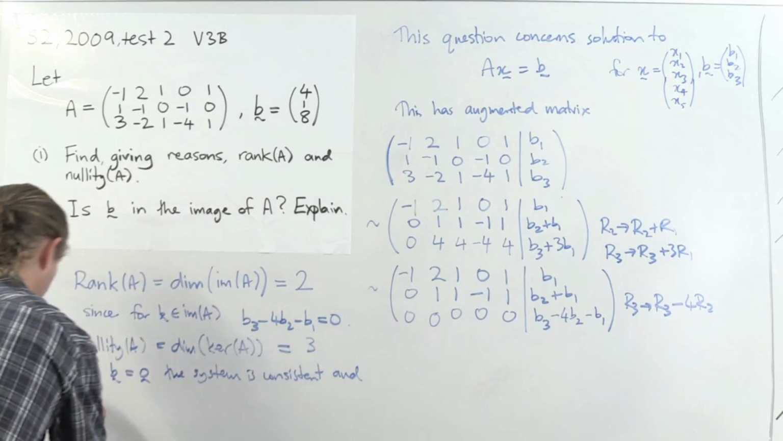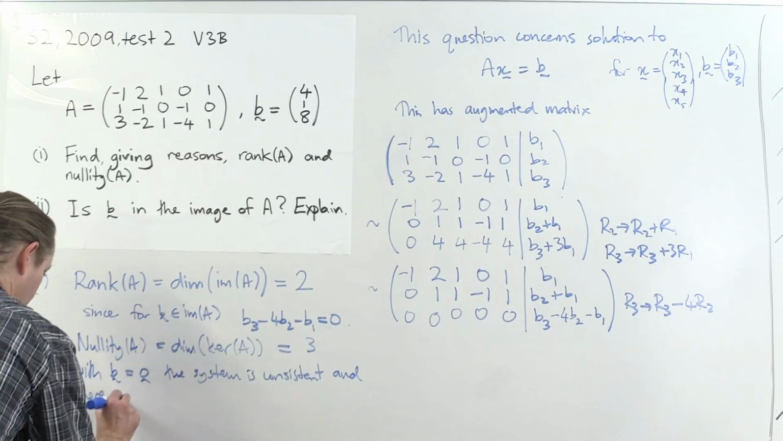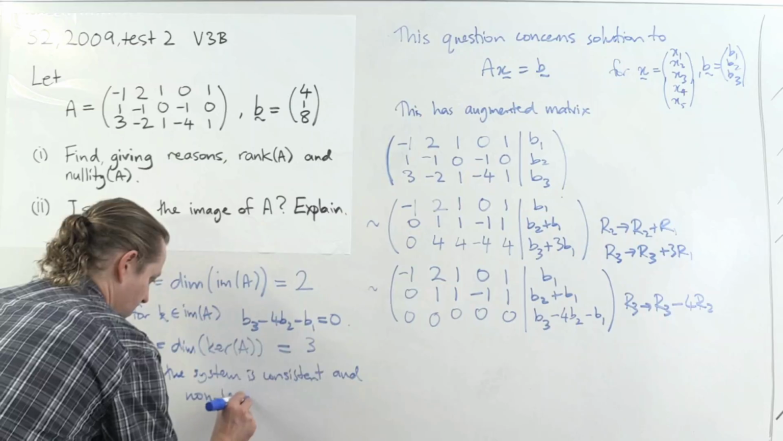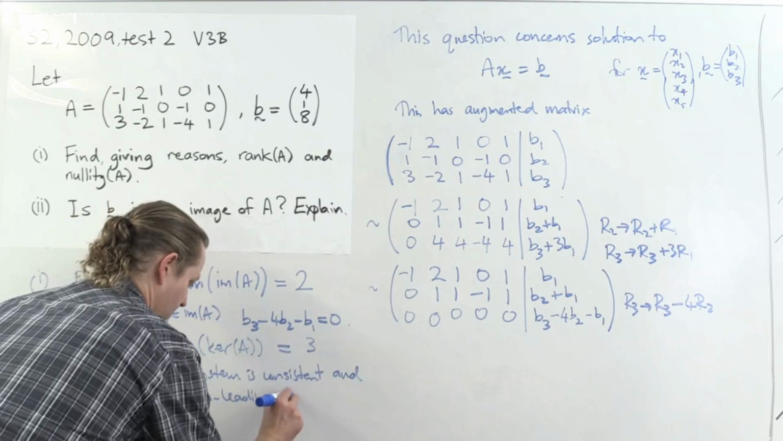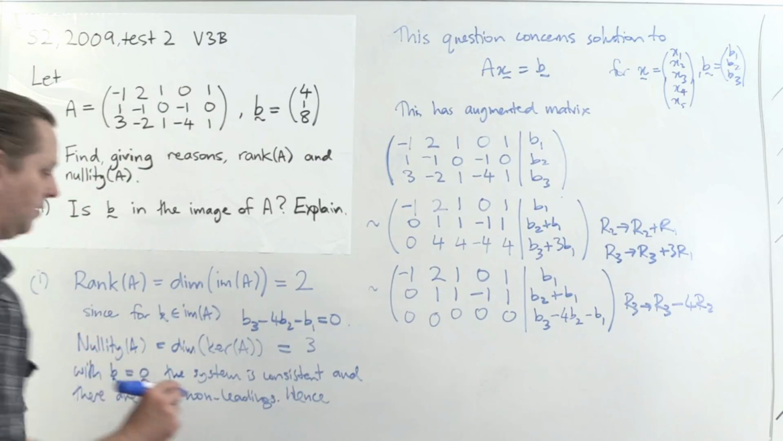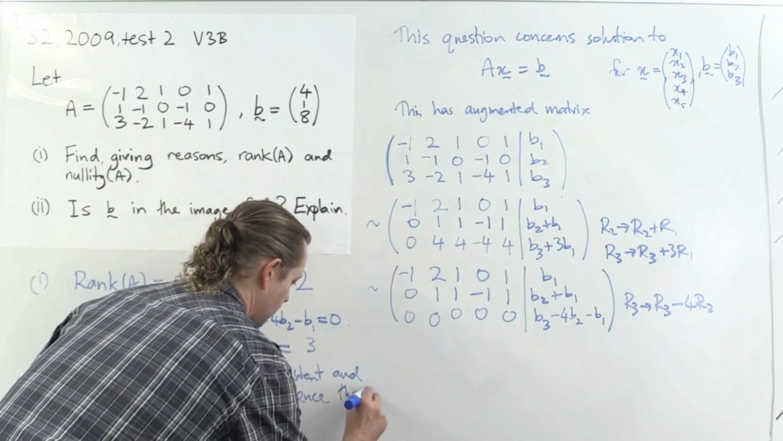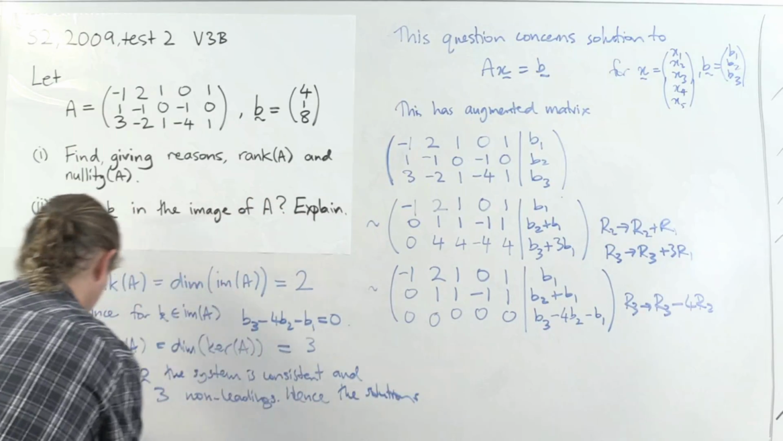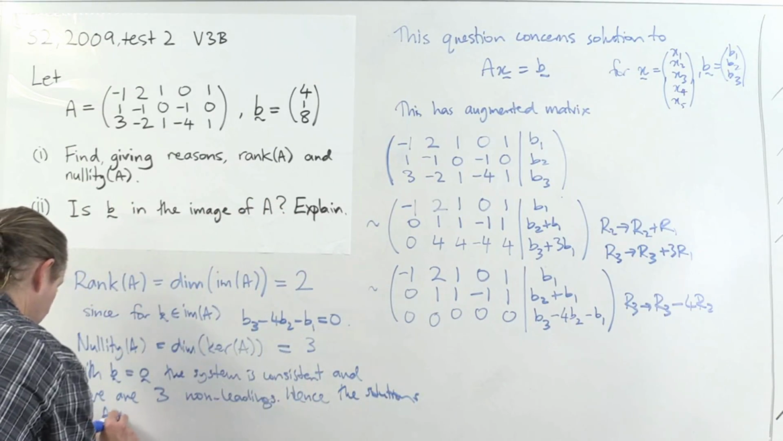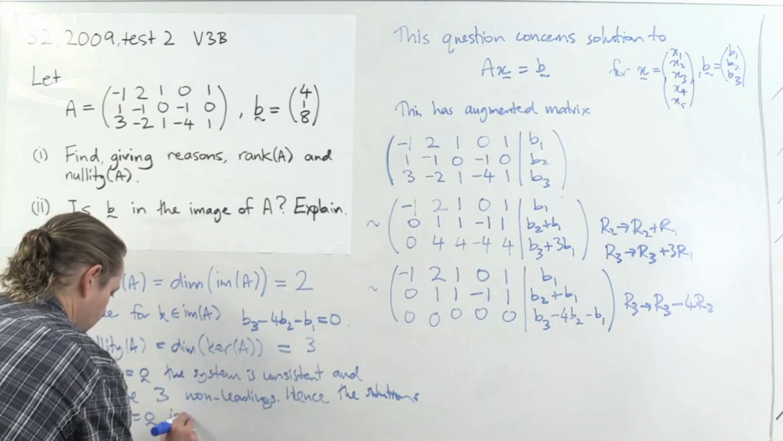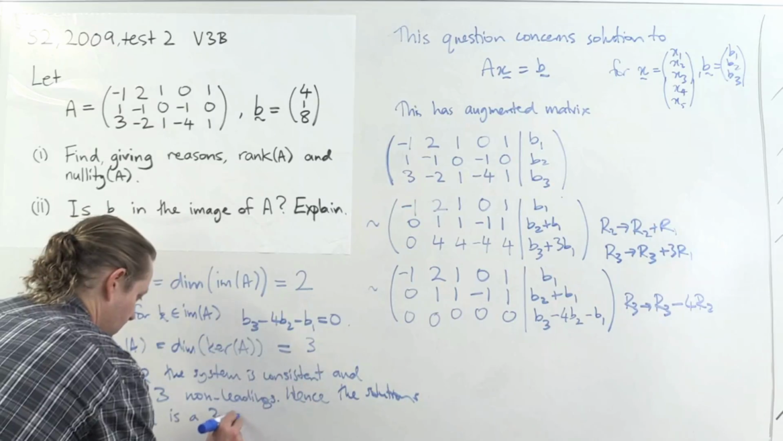And there are 3 non-leading columns. Hence, the solutions to AX equals 0 is a 3-dimensional space.